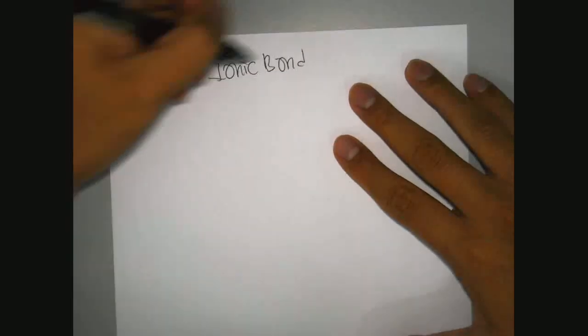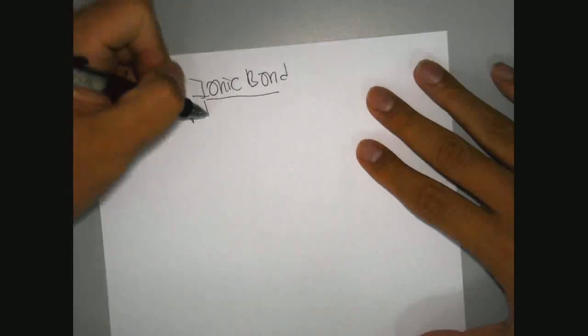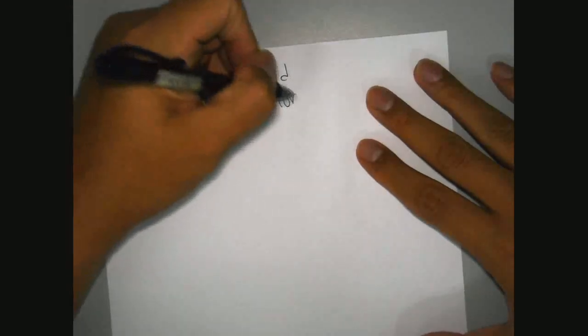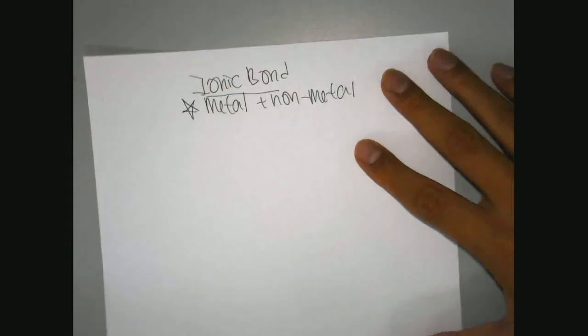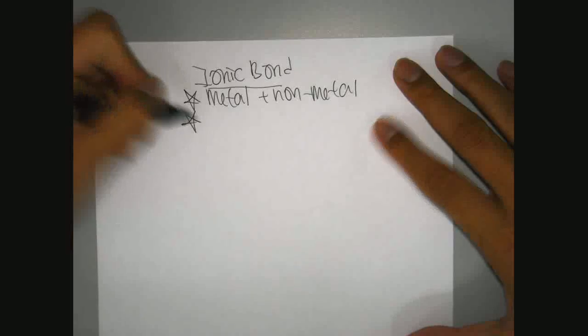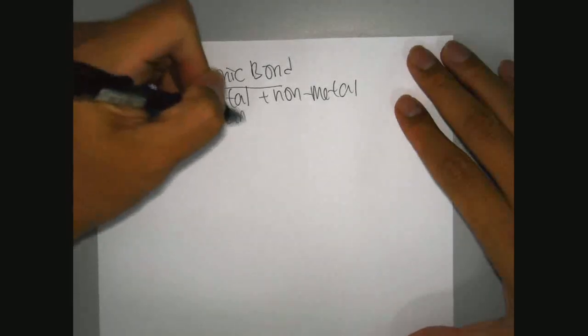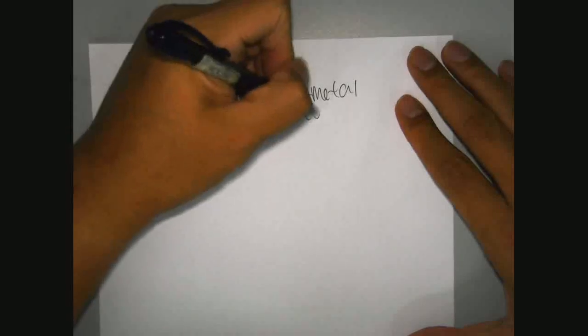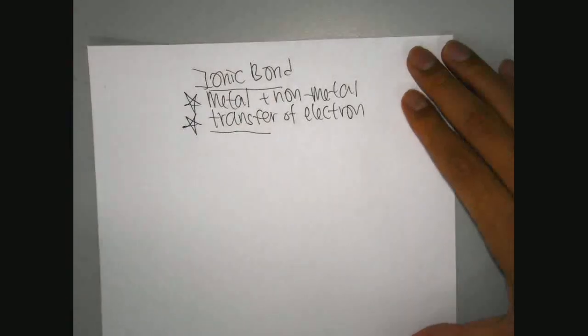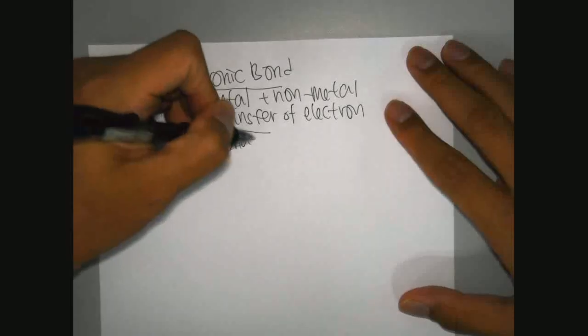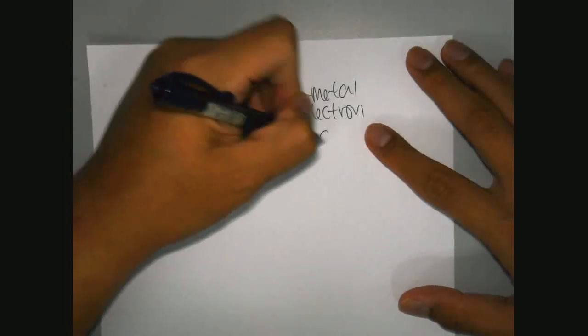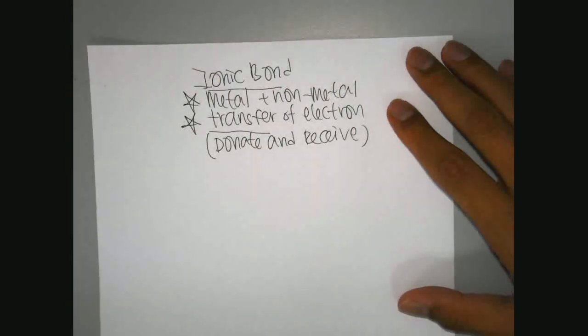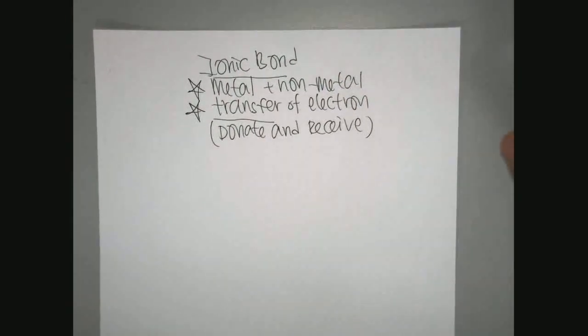So for ionic bond, let's learn the ionic bond in a very detailed manner. As we discussed just now, we need a metal to join with a non-metal. Secondly, you must know what we do with electrons in ionic bond. Ionic bond always involves transfer of electrons. The word transfer here means that it involves the process of donating and also receiving. So in ionic bond we need to donate electrons as well as receive electrons. That is what we call transfer of electrons.